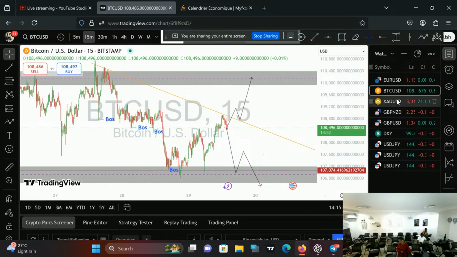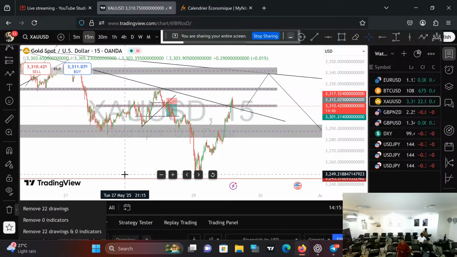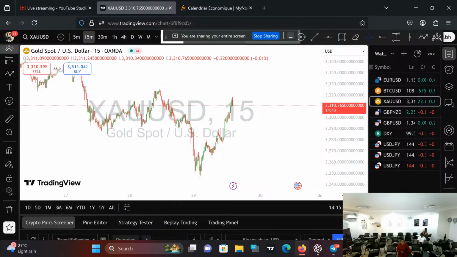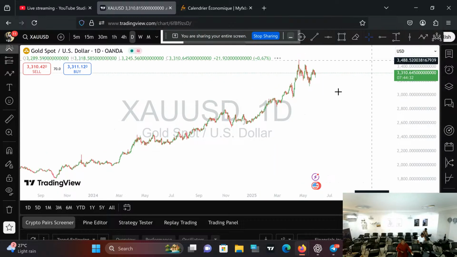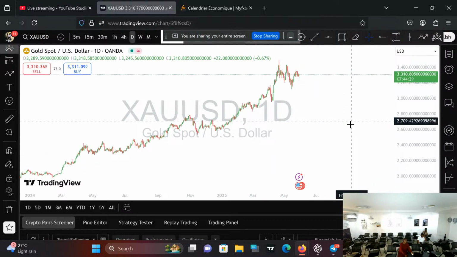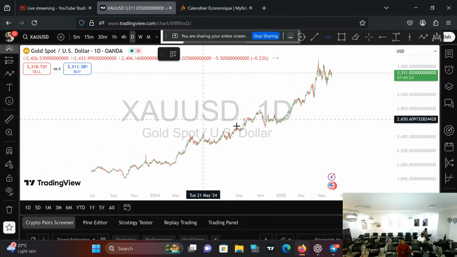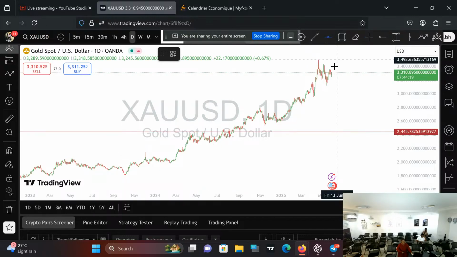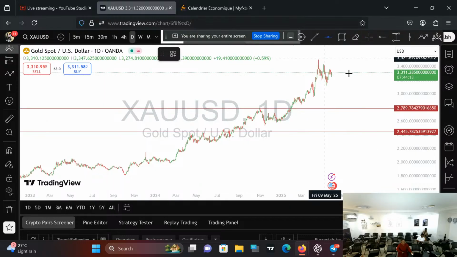Now we can move to gold. The gold we analyzed last week hit our TP, and it was a good buy. Now, gold has been very, very bullish. We have key levels here, here, and here.